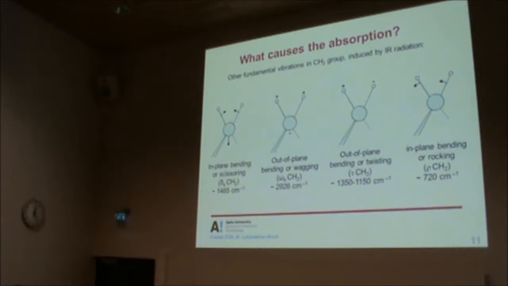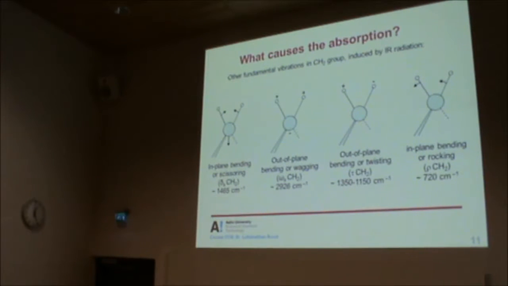Now here there are two types of vibrations. One is stretching, where the bond length changes. The other is bond angle bending. Now the hydrogens come closer to each other, and the carbon atom moves away. So it is a kind of combination of stretching and bending. Okay, and here are the absorption frequencies of these.